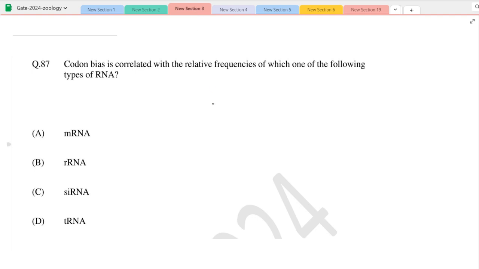Codon bias is correlated with the relative frequencies of which one of the following types of RNA? Of course, the correct answer is tRNA. The tRNAs are the ones which carry the amino acid when mRNA is translated into proteins, and these tRNAs have anticodon loops, and especially the wobble position mainly determines the codon bias that is involved, and also the relative frequencies with which each codon will actually code for a given amino acid, even though one amino acid has more than one codon coding for it. So the correct answer here is tRNA. Moving on to the next question.